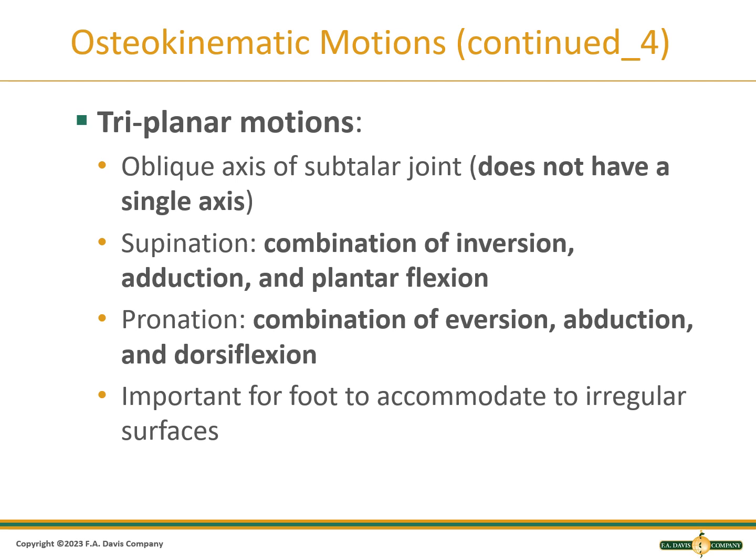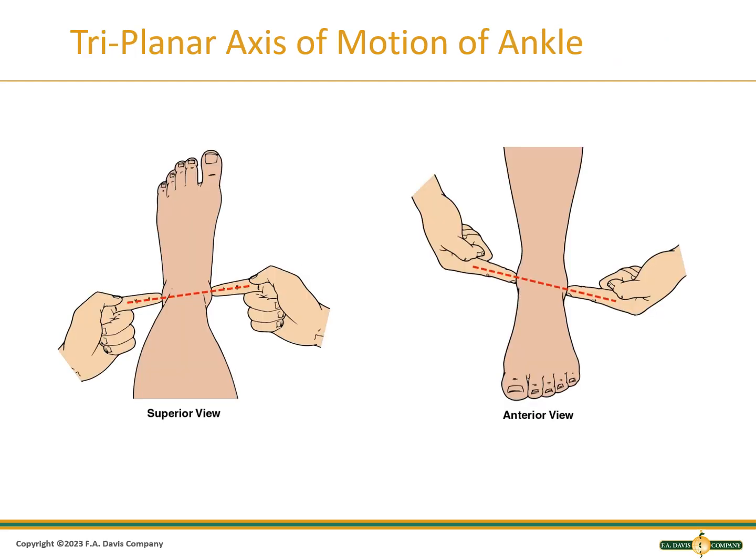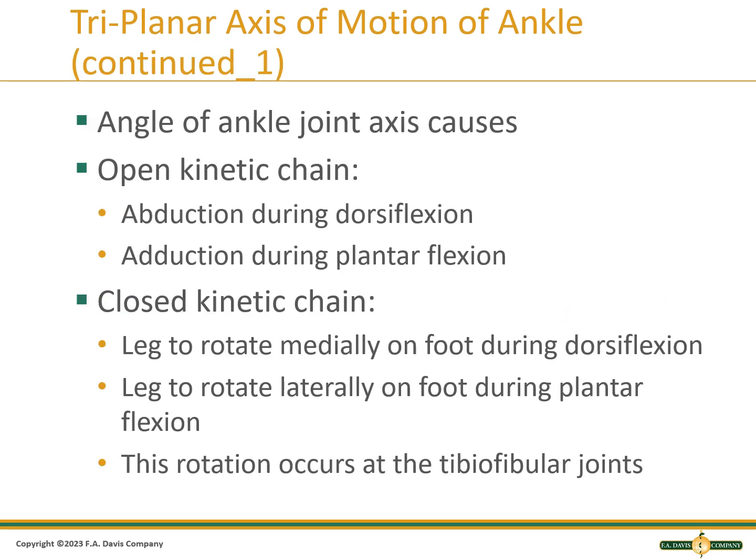These are important motions for the foot to accommodate irregular surfaces. And that is just that oblique angle at the ankle, if you really need to see it. But as far as why the subtalar joint has an oblique angle and causes that triplanar motion, during open chain motion we get abduction during dorsiflexion and adduction during plantar flexion.